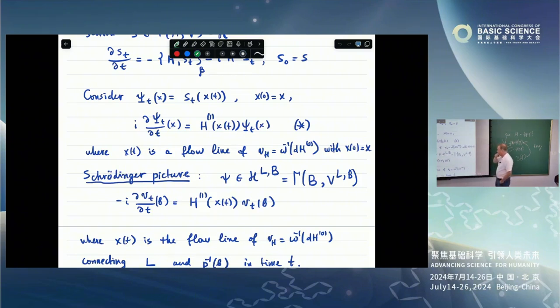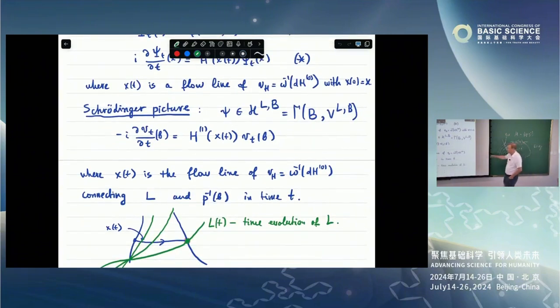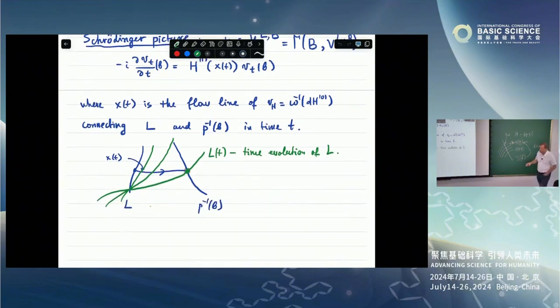So then this dynamics descends to the Lagrangian module and gives the true Schrödinger picture of the hybrid dynamical system, where the wave function depends on B. This B is like a Q, and the Hamiltonian depends on the point in the phase space, but this point in the phase space is always this intersection point of the dynamics with some fiber.